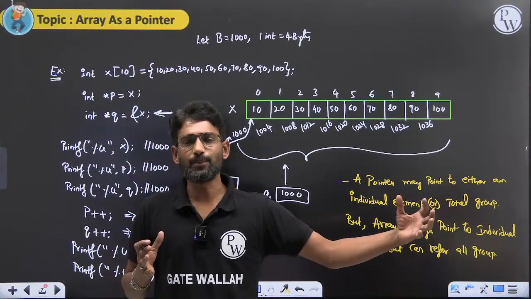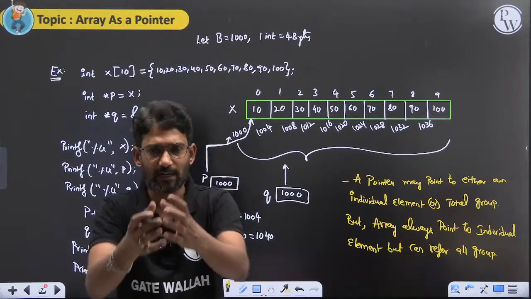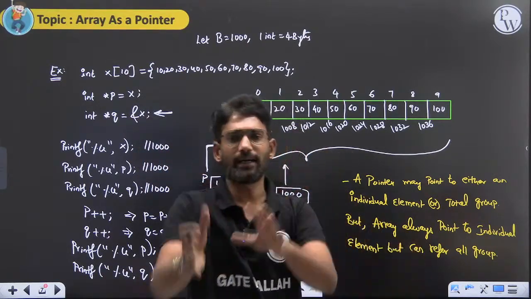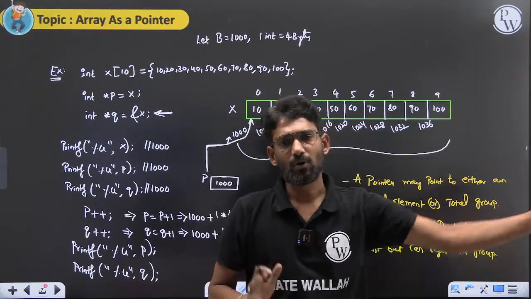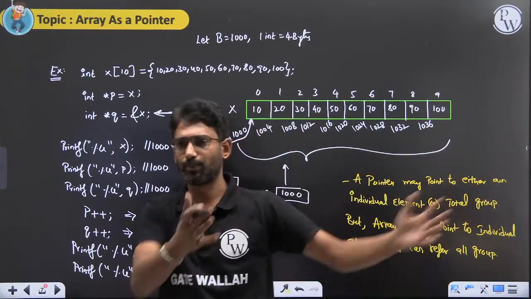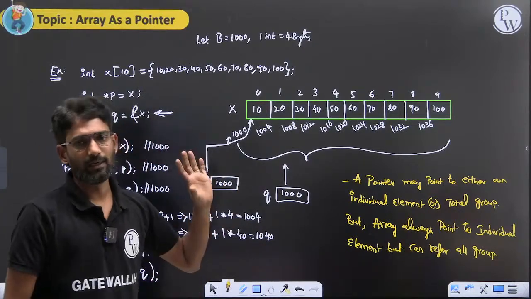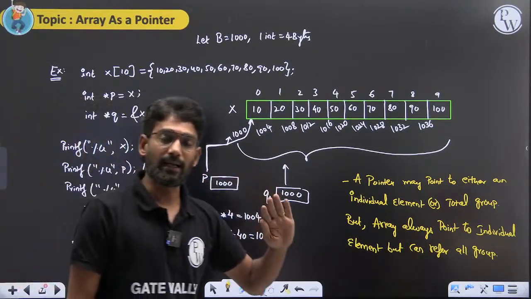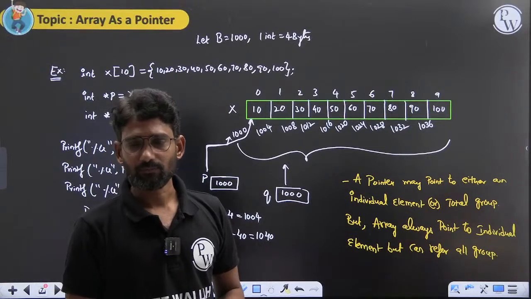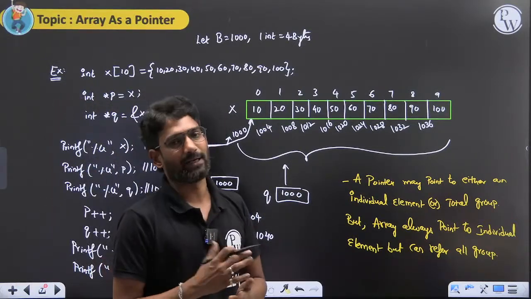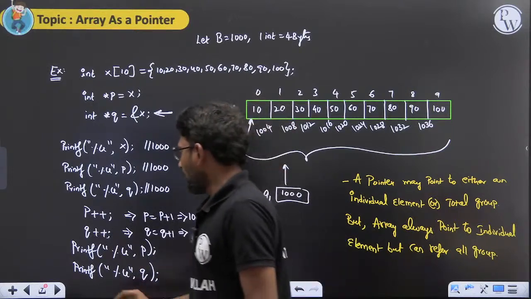So using pointer, you can take any one, or you can access all the array, or you can just skip the whole group. So this is one more important thing you should understand between array and pointer. Another difference is about arithmetic, about operations that we can perform on array and pointer.